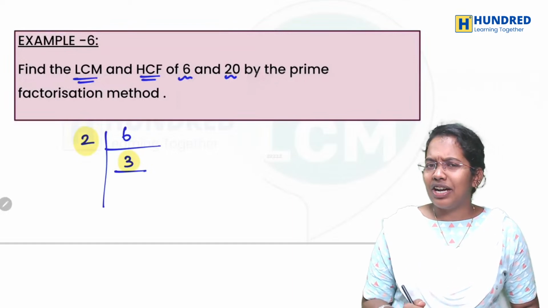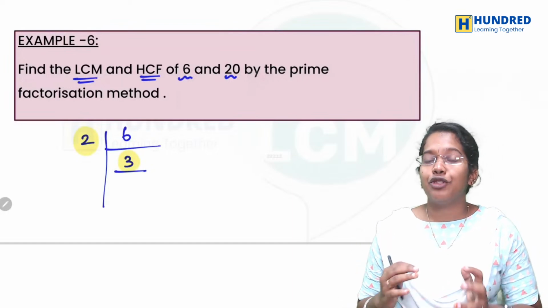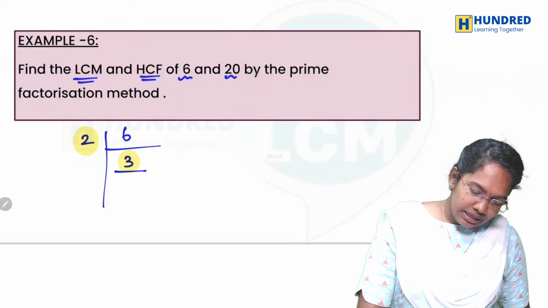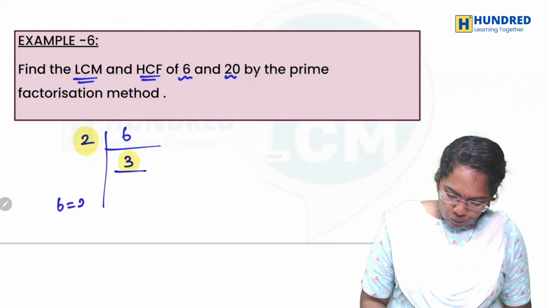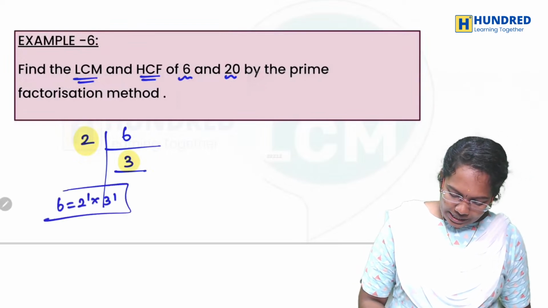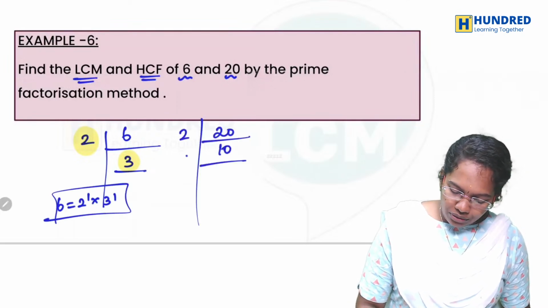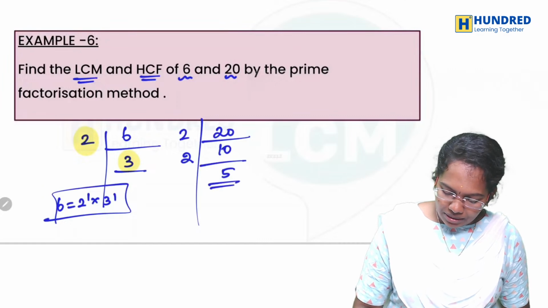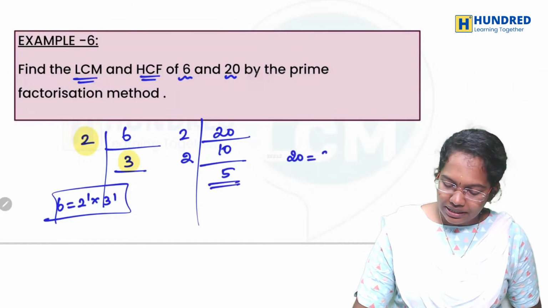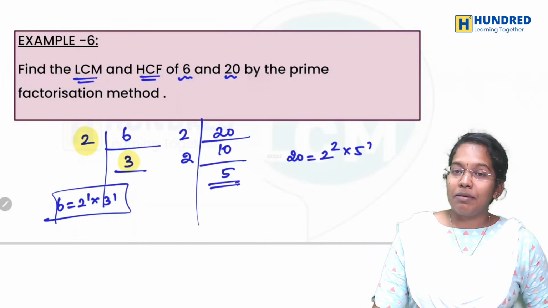That is simply dividing. So you are just finding the factors for the given number. So here 6 can be expressed as 2 power 1 into 3 power 1, right? Similarly, when you start with 20, it is 2 times 10. When you take 2 times, it will be 5 in the remaining. So 20 can be expressed as 2 square into 5 power 1.